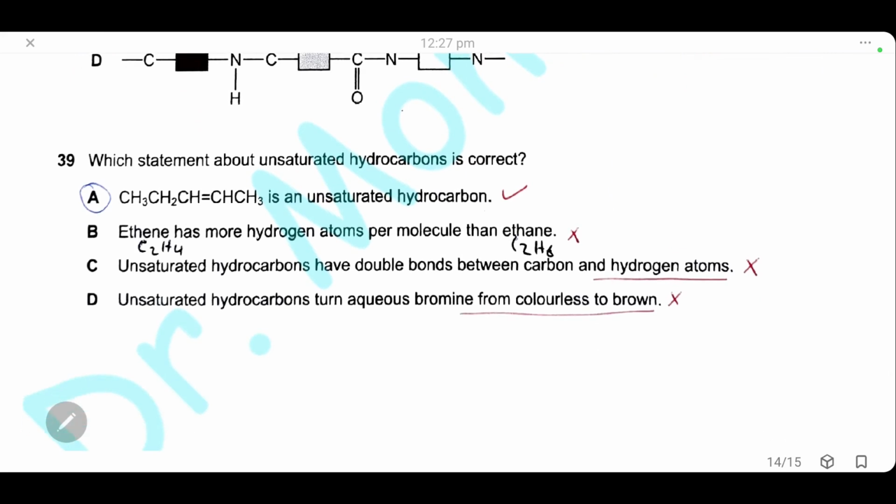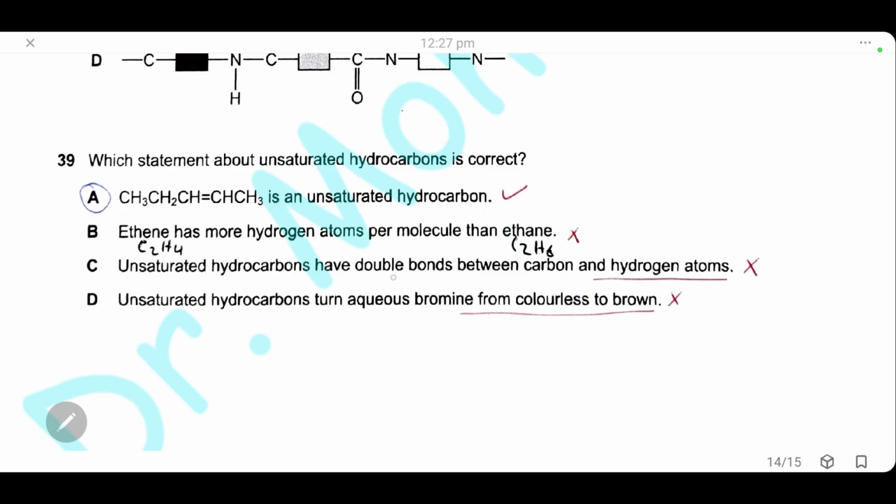Question 39. Which statement about the unsaturated hydrocarbon is correct? First, this compound is an unsaturated hydrocarbon. Of course, it's unsaturated because it has 1 double bond. Ethene has more hydrogen atoms per molecule than ethane. Of course not. Ethane is an alkane, so it has more hydrogen atoms per molecule.